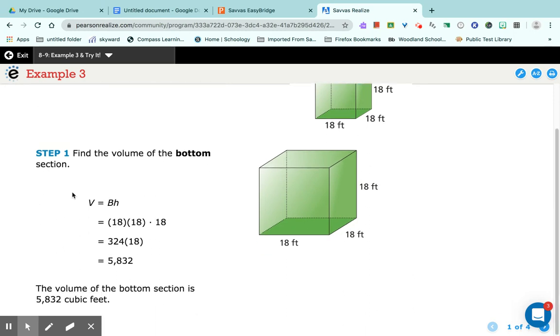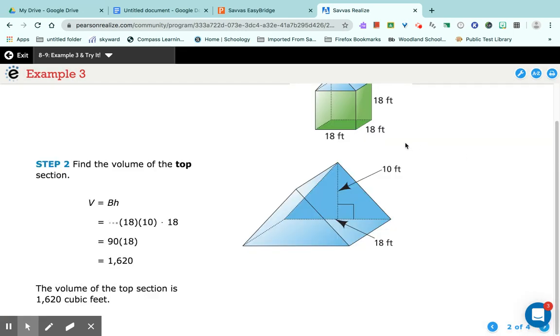So step 1, we're going to find the volume of the bottom section. It's easy because it's a square, so every side's 18. So volume equals base times height. You have 18 times 18, right there. And then you have to multiply that by the height, so 18. So 324 times 18 is 5,832. So the volume of the bottom section is 5,832.